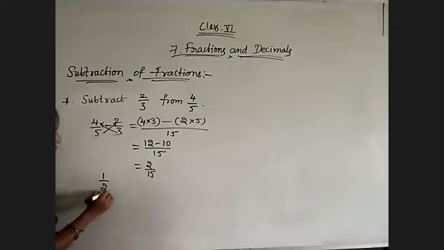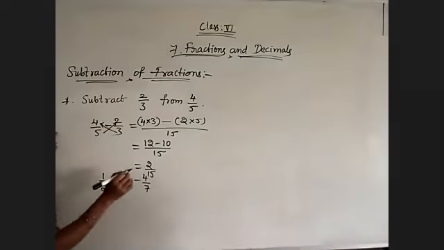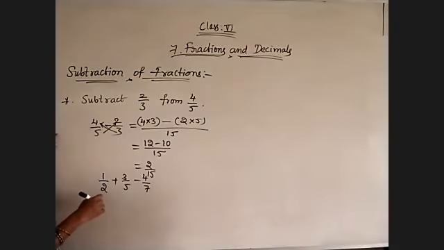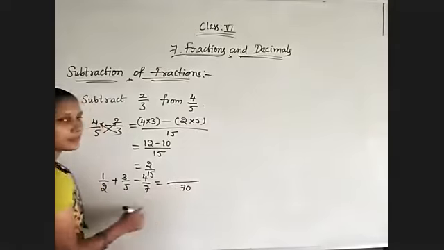And if we are having addition as well as subtraction together, suppose I have 1 by 2 plus 3 by 5 minus 4 by 7. In this case, first of all, because three fractions are there, take the LCM. And 2, 5, 7 are all different prime numbers, so their product only will become the LCM. 2 5s are 10, 10 7s are 70.